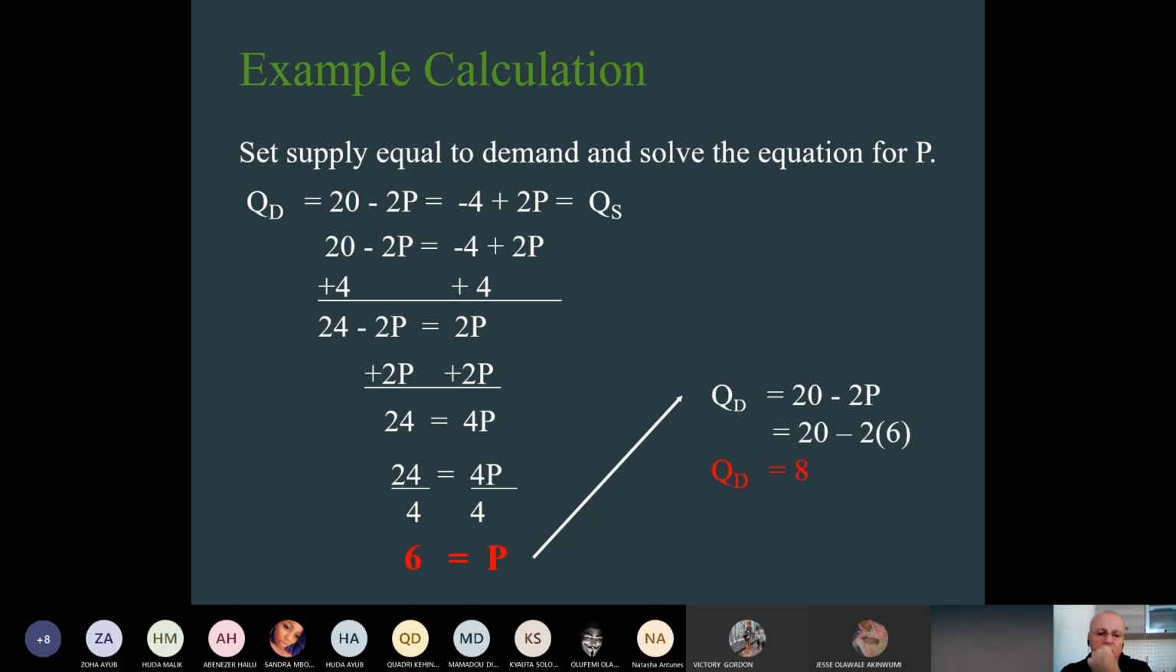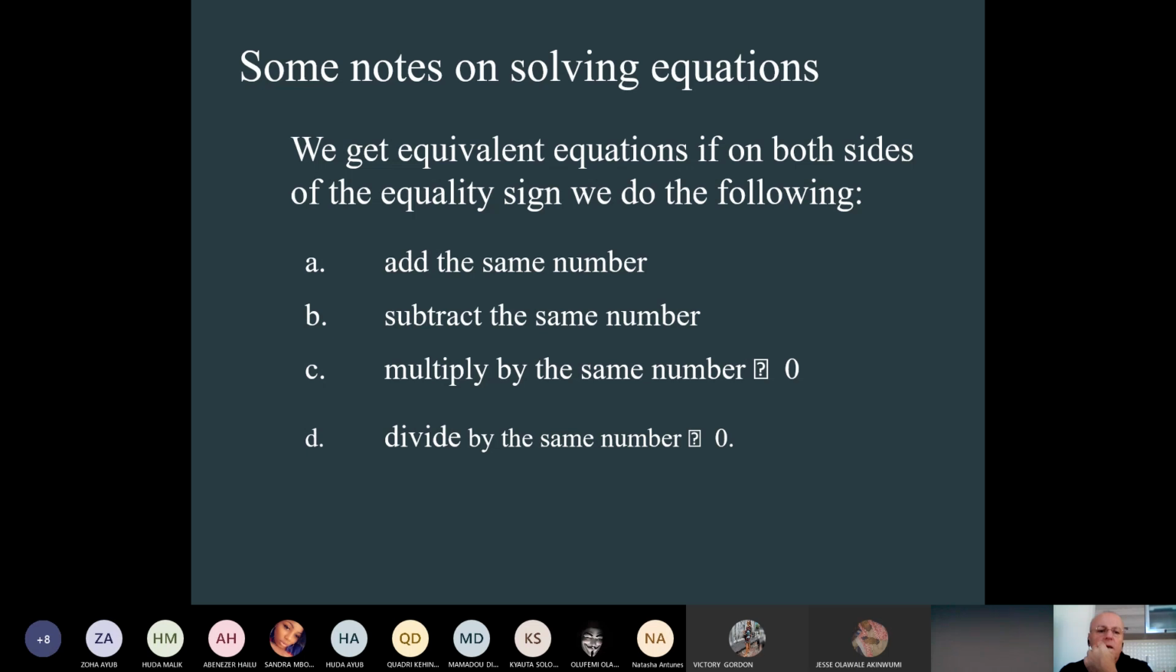Okay, these are all we did. We were here. Some notes for solving this equation. We get equivalent equations if on both sides of the equality sign we do the following.